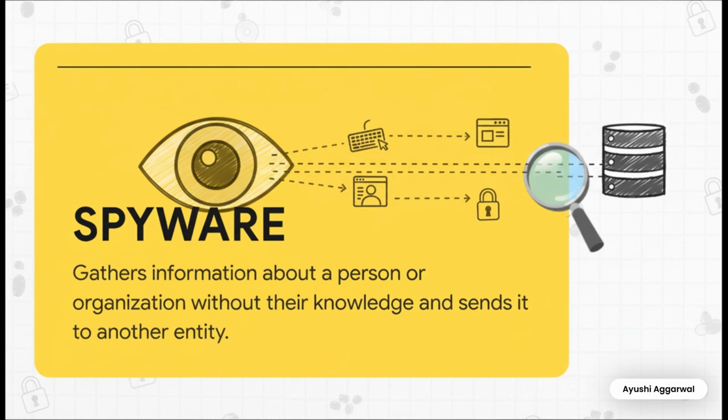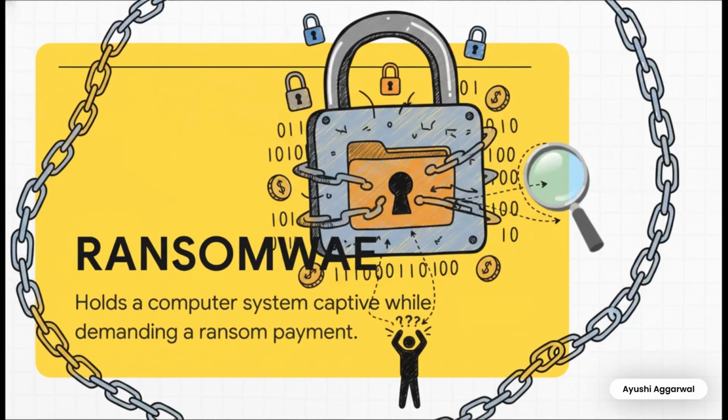Then it sends all that data off to someone else. It's seriously creepy stuff. And then we have what might be one of the scariest types of all, ransomware. You can think of this one like a digital kidnapper. It gets into your system, locks up all your files with strong encryption so you can't access them, and then it demands money, a ransom, to give you the key.